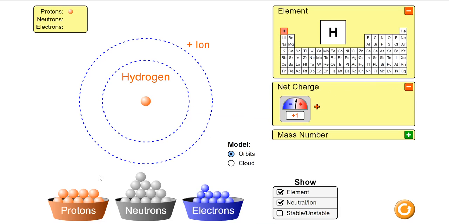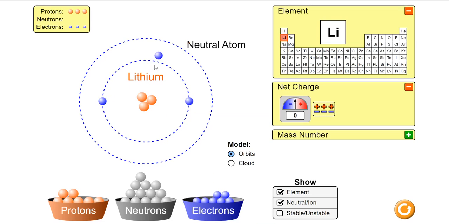Just a note, the proton itself has a positive charge. So is there any way that we could balance out these positive charges? Well, what happens if I add electrons? If my electrons match my number of protons, we get a net charge of 0.